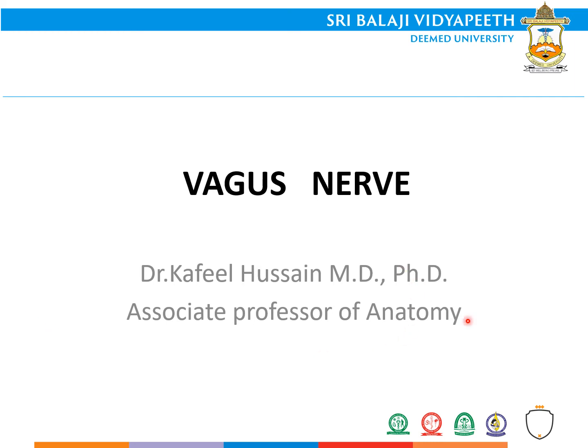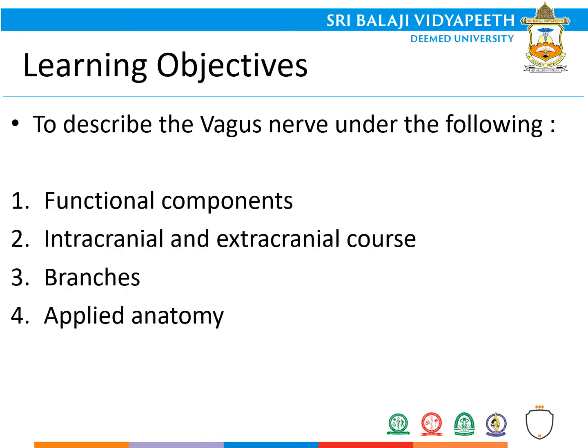Welcome to the session on vagus. The specific learning objectives of this session are to describe the vagus nerve under the following headings. That is, the functional components of the vagus nerve, the intracranial and the extracranial course of the vagus nerve, the branches and the applied anatomy of the vagus nerve.